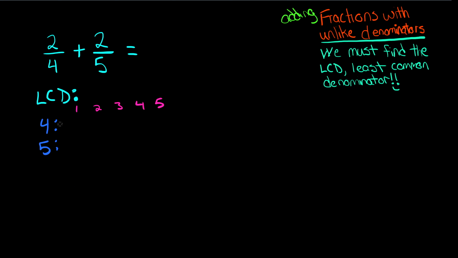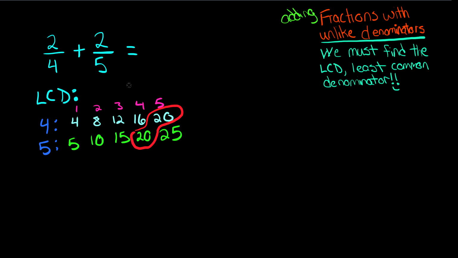Going back over, it's 4 times 1 is 4, 4 times 2 is 8, 4 times 3 is 12, and 16, and 20. Moving down to 5, we have 5 times 1 is 5, 5 times 2 is 10, 5 times 3 is 15, 5 times 4 is 20, and 5 times 5 is 25. You may notice that the 4 and the 5 have a common kind of meeting point. That is our lowest common denominator, and it is 20.